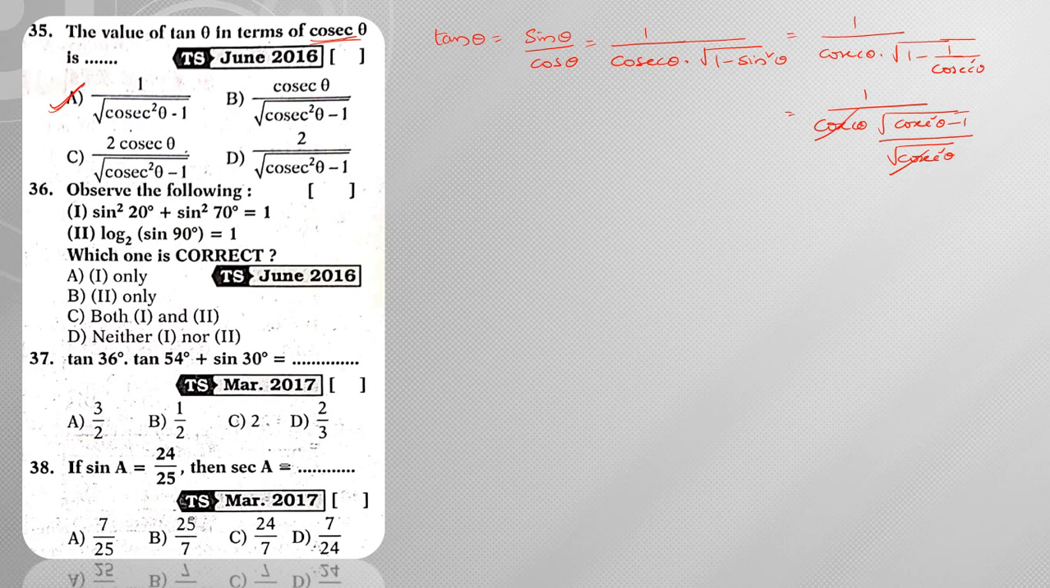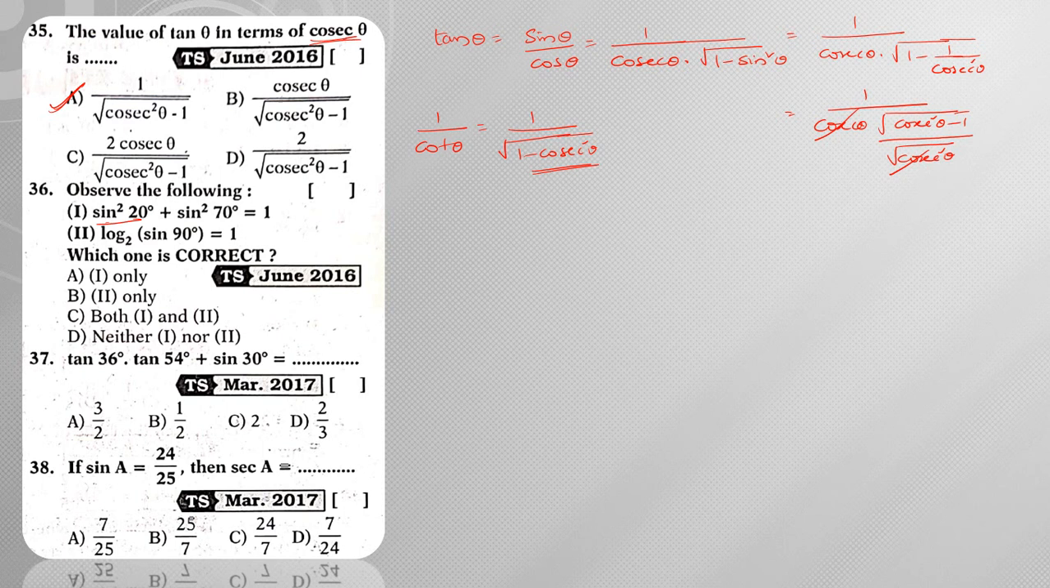Otherwise we can go like this also. So tan theta I can write as 1 by cot theta. So cot theta in terms of cosecant theta, I am going to get square root of cosecant square theta minus 1. So likewise also we can directly say the answer. So anyway, you can approach it either way.